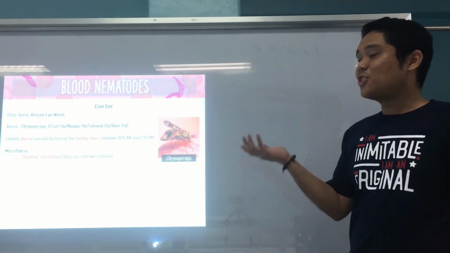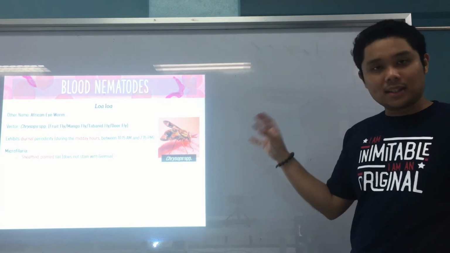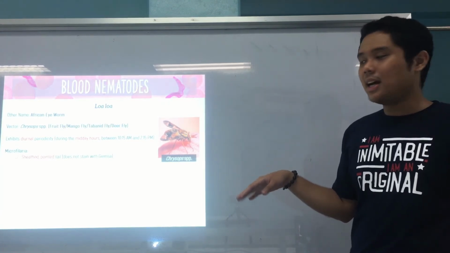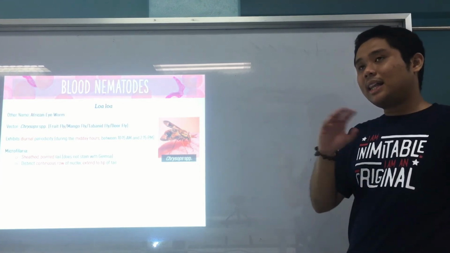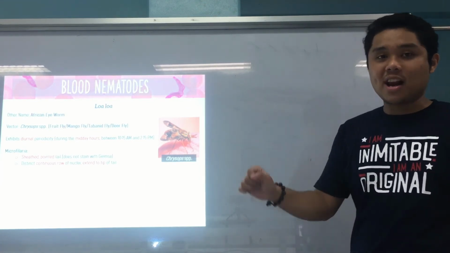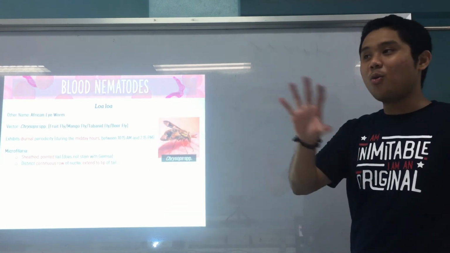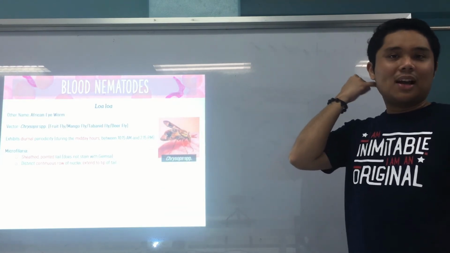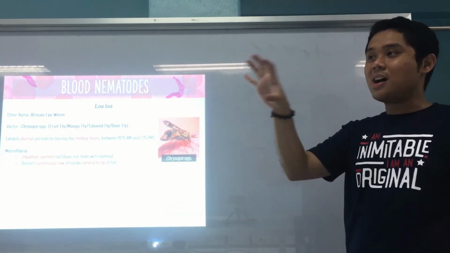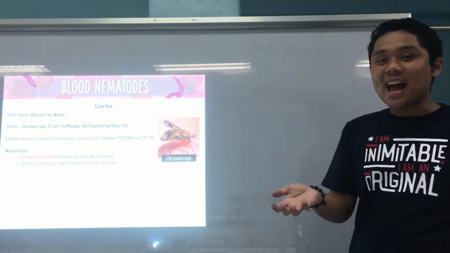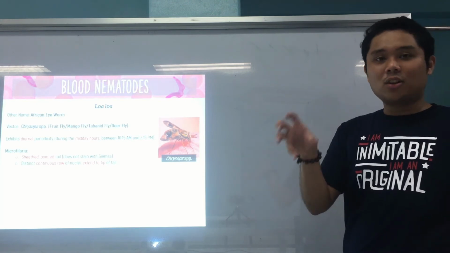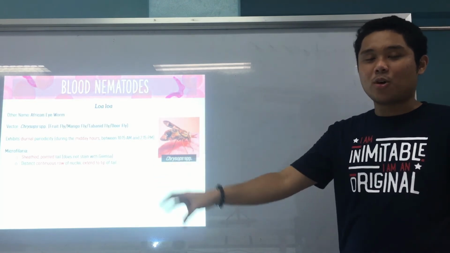The microfilaria is sheathed with a pointed tail, but the sheath does not stain with Giemsa. There is a distinct continuous row of nuclei that extends to the tip of the tail. So, until the tip. That's how I remember Loa. Longest west, Loa, so you can say it continuously. The nuclei are continuous until the tip of the tail.